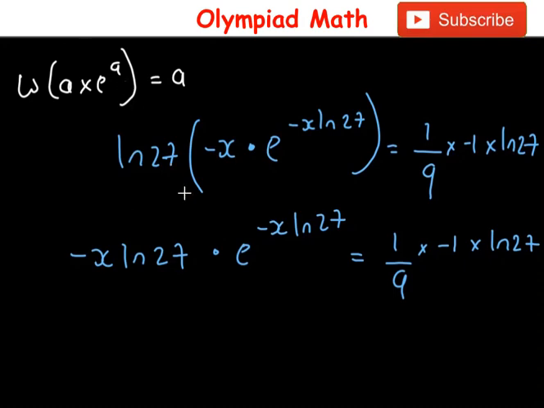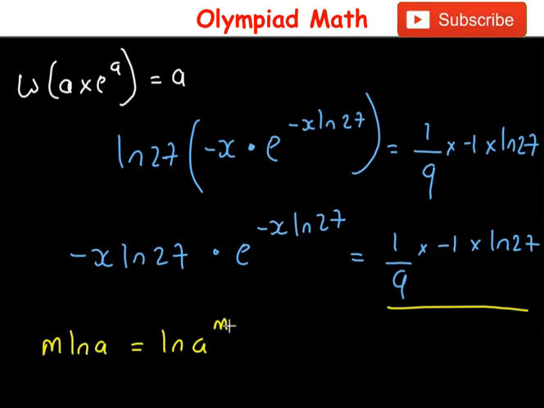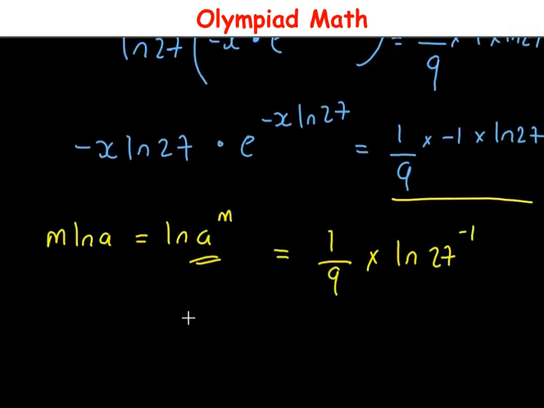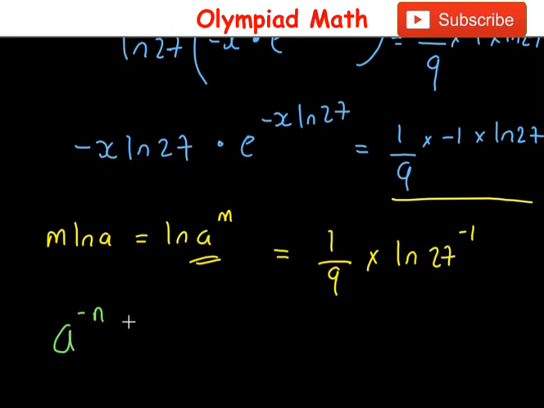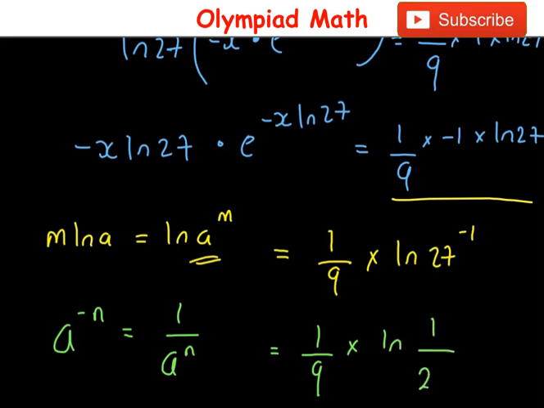But before then, let us simplify the right-hand side of the equation. First, we're going to make use of this rule that if you have m times ln a, this equals ln a raised to power m. Applying this rule right here, this becomes 1 over 9 times ln 27 raised to power minus 1. Next, following this rule of indices, that if you have a raised to power minus n, it equals 1 over a raised to power n. This is then equal to 1 over 9 times ln 1 over 27.